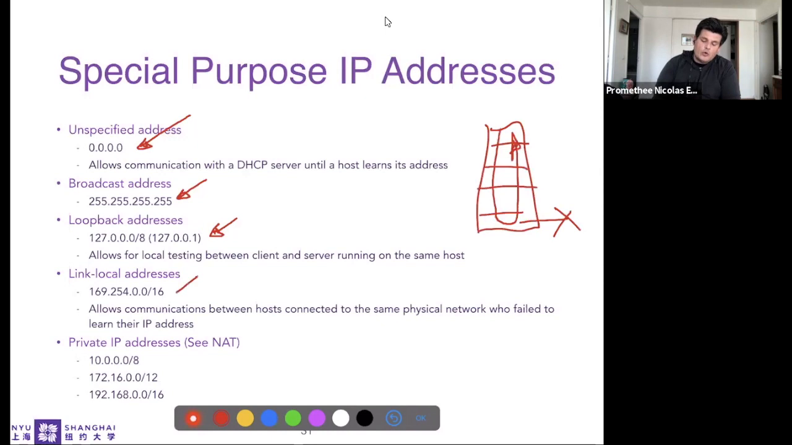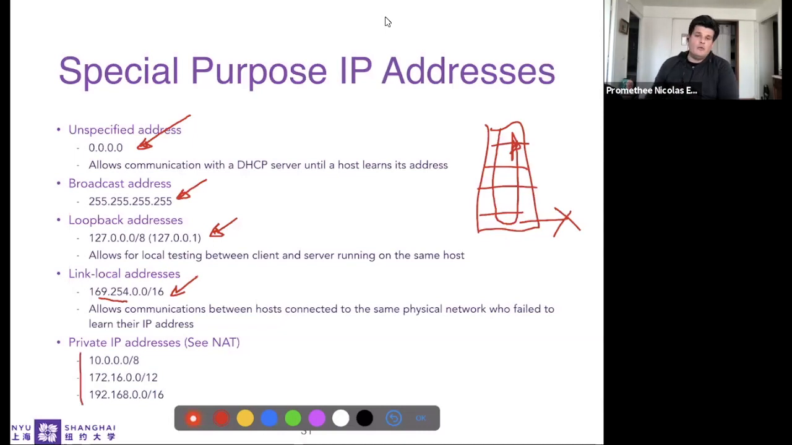Then we have the link local. Some of you, including those who use Windows, if you fail in contacting the DHCP, will still be allocated a local IP address, which is 169.254. It is a special IP that can be used only for local communication on the network, without those packets going outside of the network. Okay, so this is in case you fail to get an IP address. And then we will see that in two weeks.